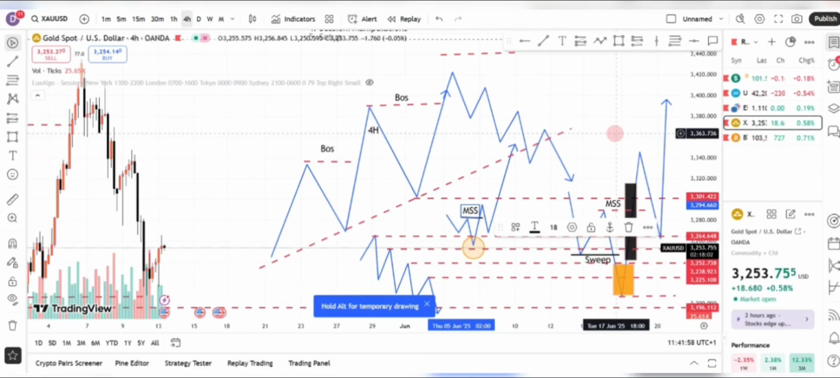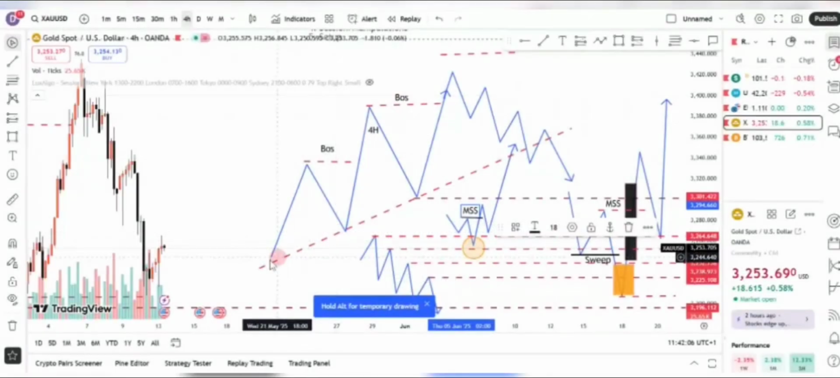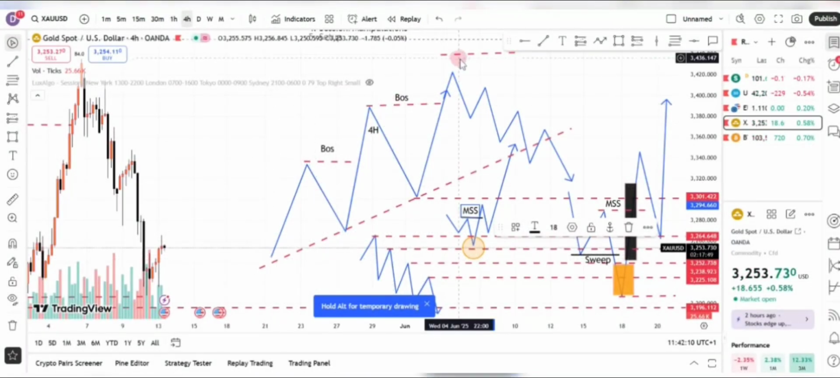So this is it. The main thing is to identify the major trend. Where is price coming from? Price is coming from this level. Where is price going to? Price is going up. Price is bullish.